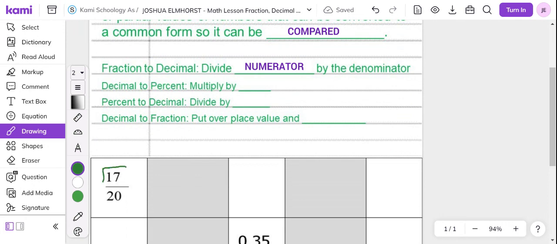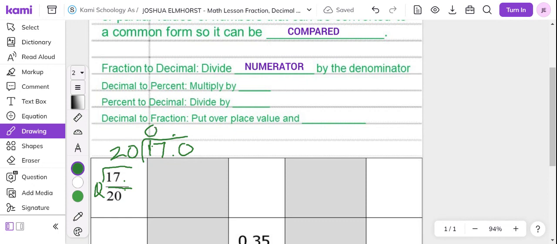17 is being divided by 20. This fraction line means the top is being divided by the bottom. So just a quick division here, top goes in, bottom goes out. 17 is the fractional value out of 20. Well, we need to change that 20ths into tenths, hundredths, or thousandths. So we do that through the division process.